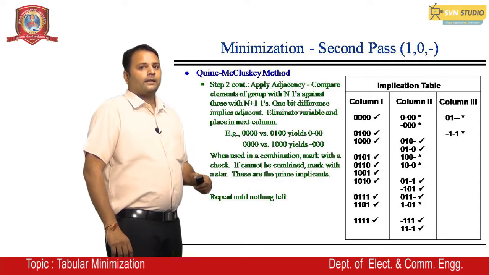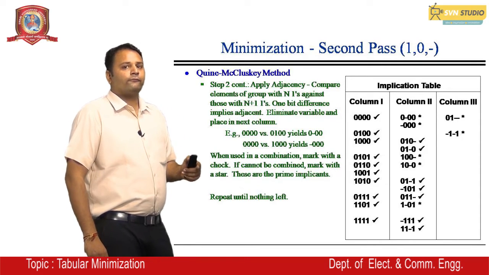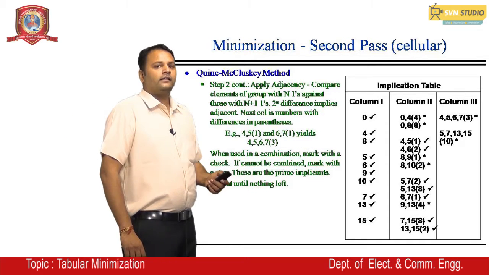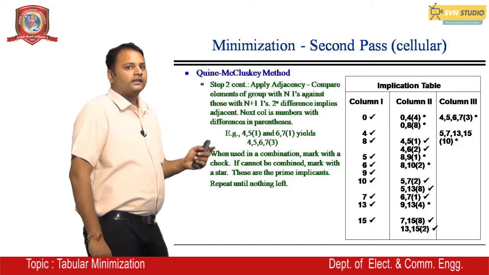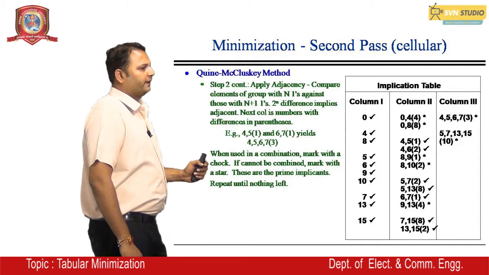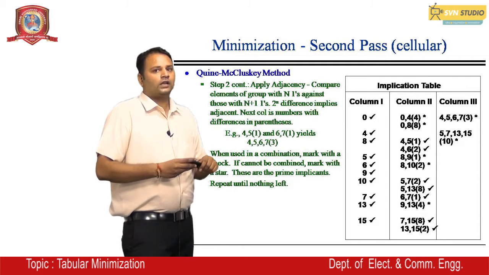You can see in the example: 0, 4; 0, 8; 4, 5; 4, 6; 8, 9; 8, 10; 5, 7; 5, 13; 6, 7; 9, 13; 7, 15 and 13, 15. These are the groups. Now we will take from the second column to the third column.